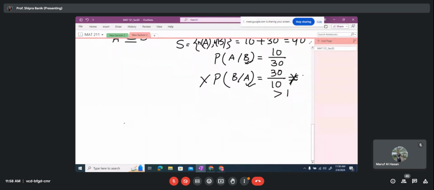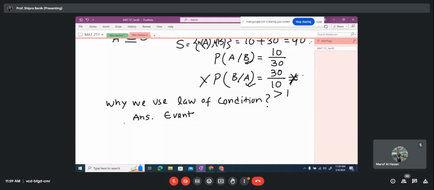Why do we calculate conditional probability? Do you know why we use the law of condition? Simply, to know whether the events are dependent or independent.